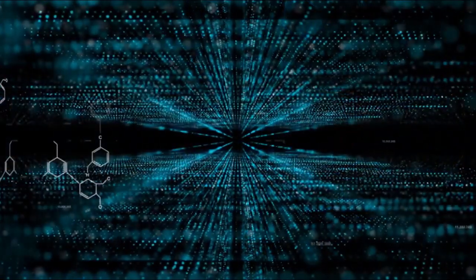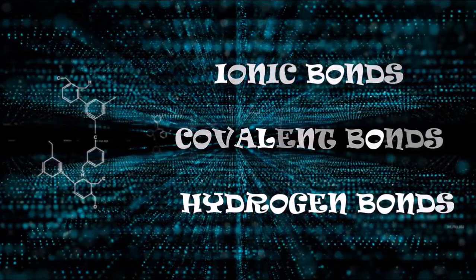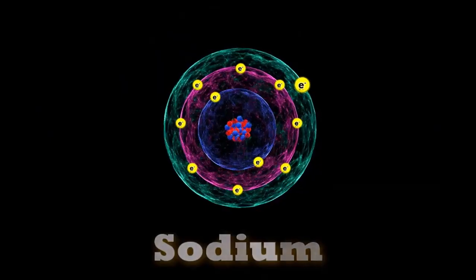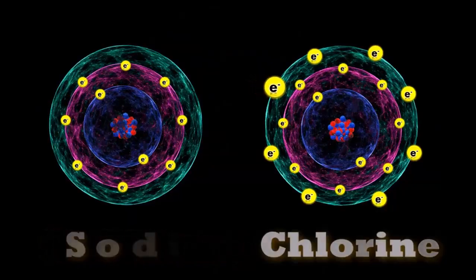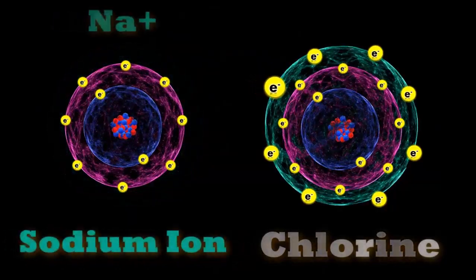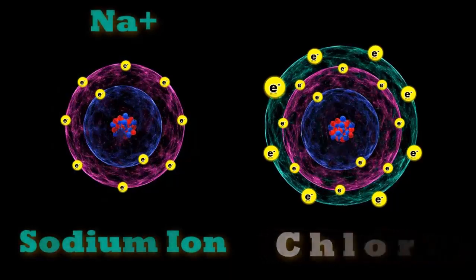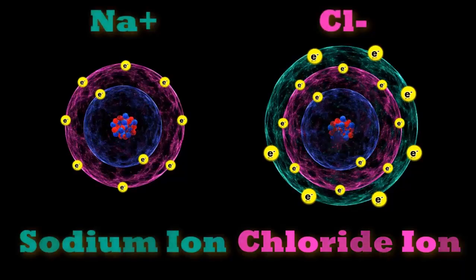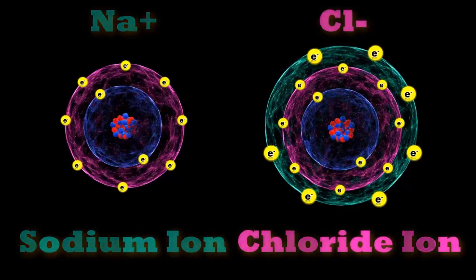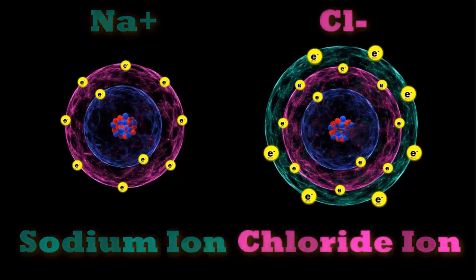In chemical reactions, there are 3 primary types of chemical bonds: ionic bonds, covalent bonds, and hydrogen bonds. When a chlorine atom and a sodium atom are near one another, the chlorine atom steals an electron from the sodium atom. This action turns the atoms into ions, which are essentially charged atoms. Sodium loses 1 electron, becoming a sodium ion with a charge of +1. Chloride gains 1 electron, becoming a chloride ion with a charge of -1.